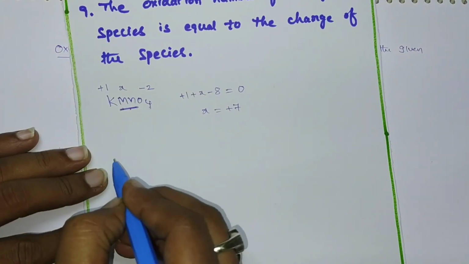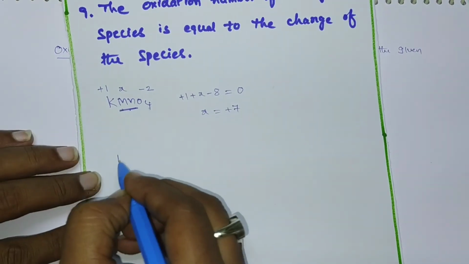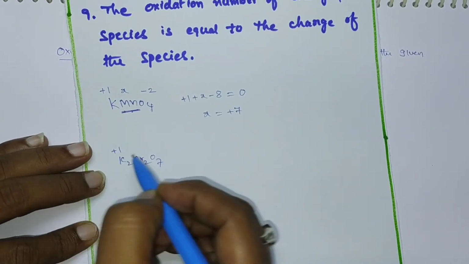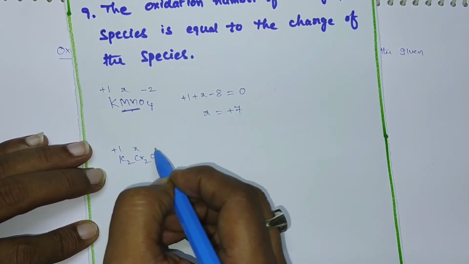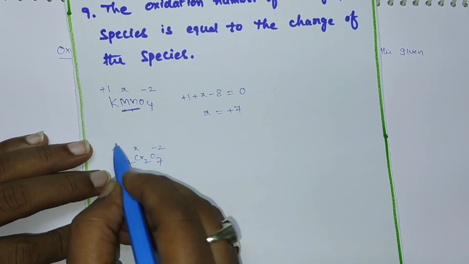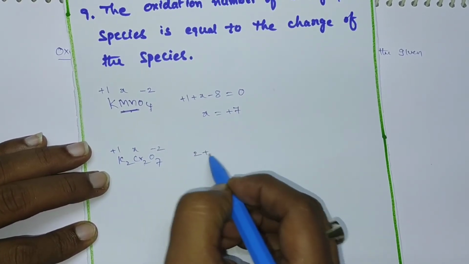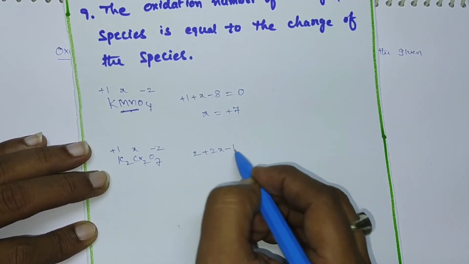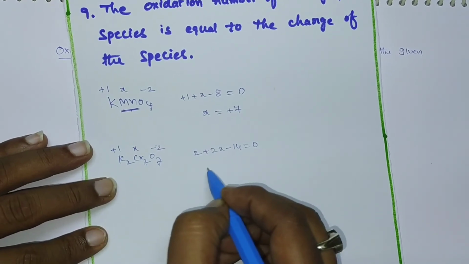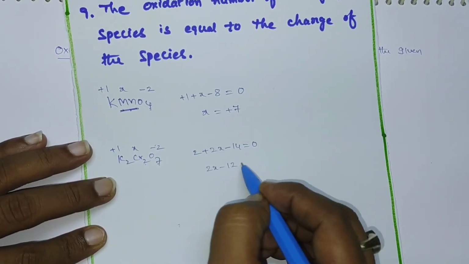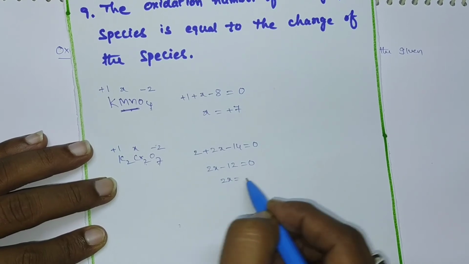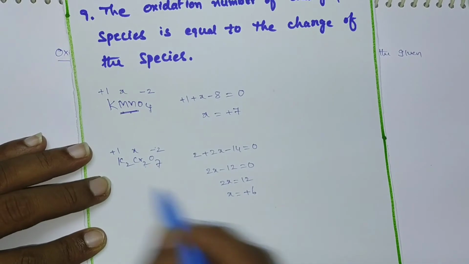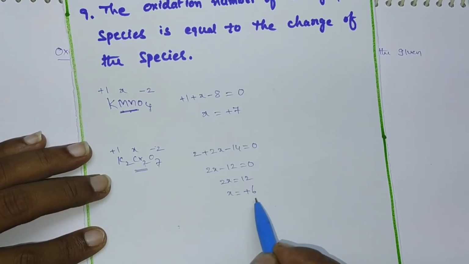And next, take another example, K2Cr2O7. Here also potassium is +1, let chromium be X, and oxygen is -2. So 2 into 1, 2, plus 2 into X, 2x, 7 into -2, -14, equal to 0. So 2x minus 12 equals 0, 2x equals 12, and x is equal to +6. That means here chromium exhibits +6 oxidation state.